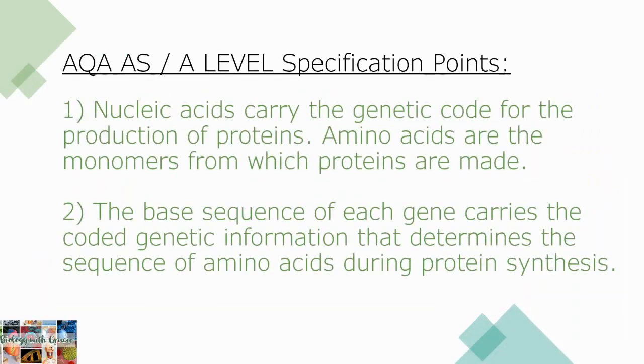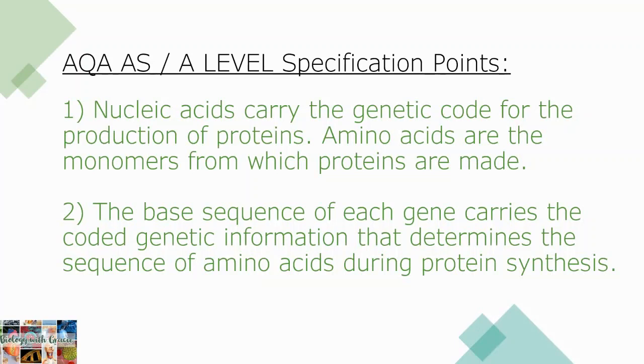So the first specification points include number 1, nucleic acids carry the genetic code for the production of proteins. Amino acids are the monomers from which proteins are made. 2, the base sequence of each gene carries the coded genetic information that determines the sequence of amino acids during protein synthesis.